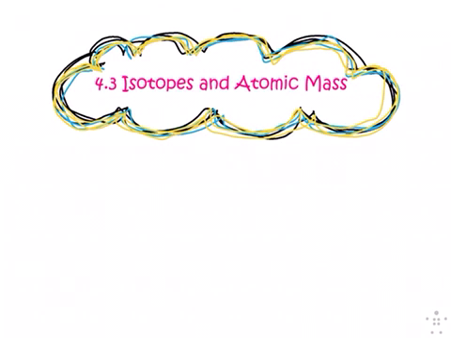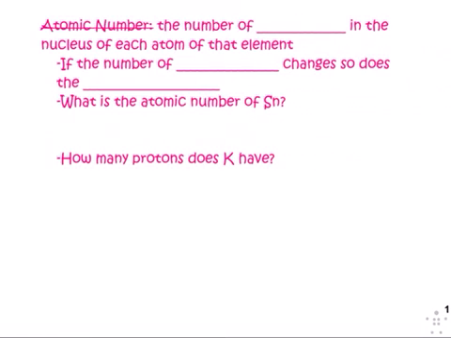We finally are going to get to do some maybe borderline real chemistry today. So we're going to actually look at isotopes and atomic masses of elements. So the atomic number is the number of protons in the nucleus of each atom of that element. If the number of protons changes, so that means if we go from like 1 proton to 3 protons, we also change which element we're working with.